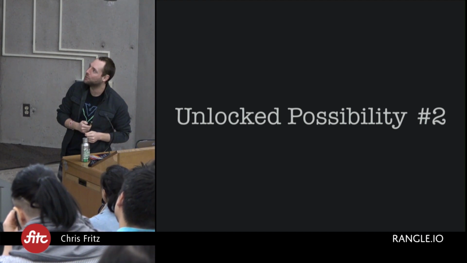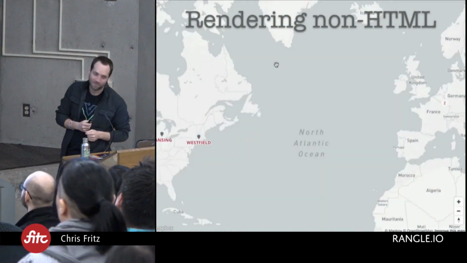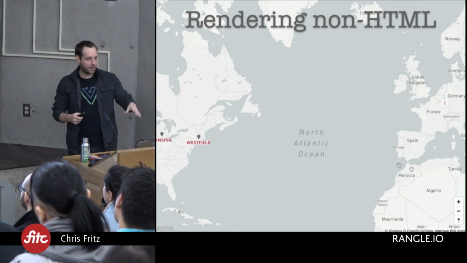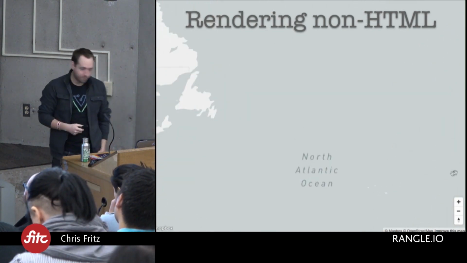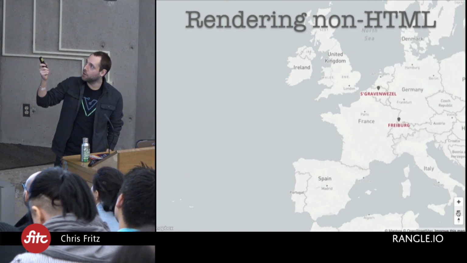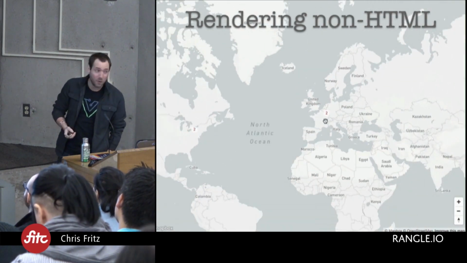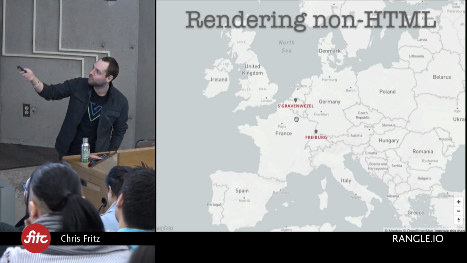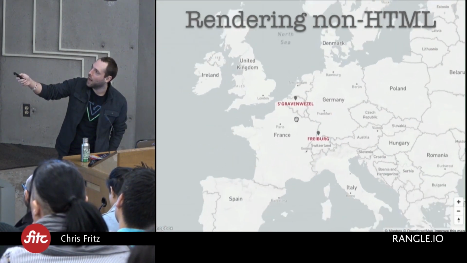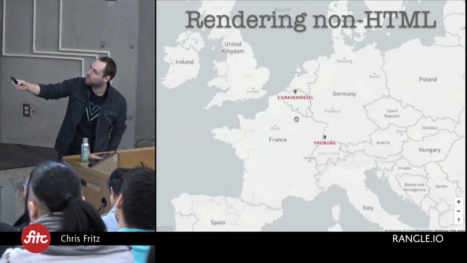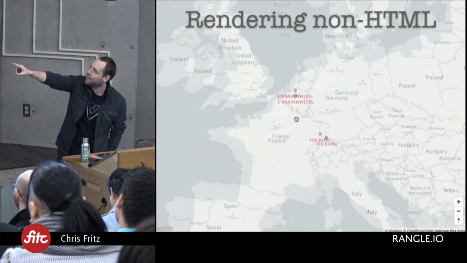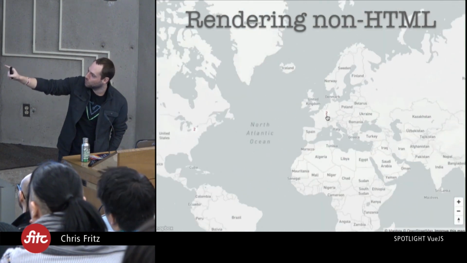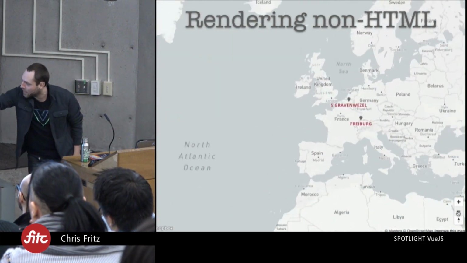Unlocked possibility number 2. Rendering non-HTML. So this is a little map that I built with a library called Mapbox GL, which is a really, really cool mapping library that I highly recommend. These are all the different cities that I've lived. As you might see, you can zoom in, zoom out. You can hover over cities and get a little tooltip. There's also a little navigation down here.